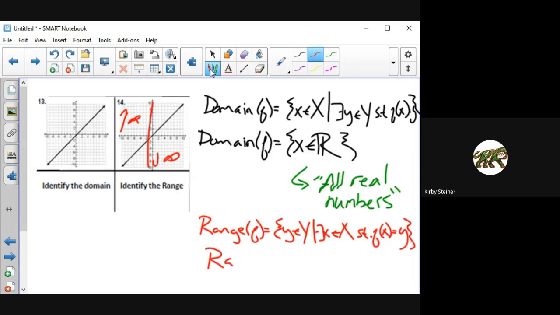We said that range is going to be equal to all real numbers. So we write that in our set builder notation, and now we have our answer.